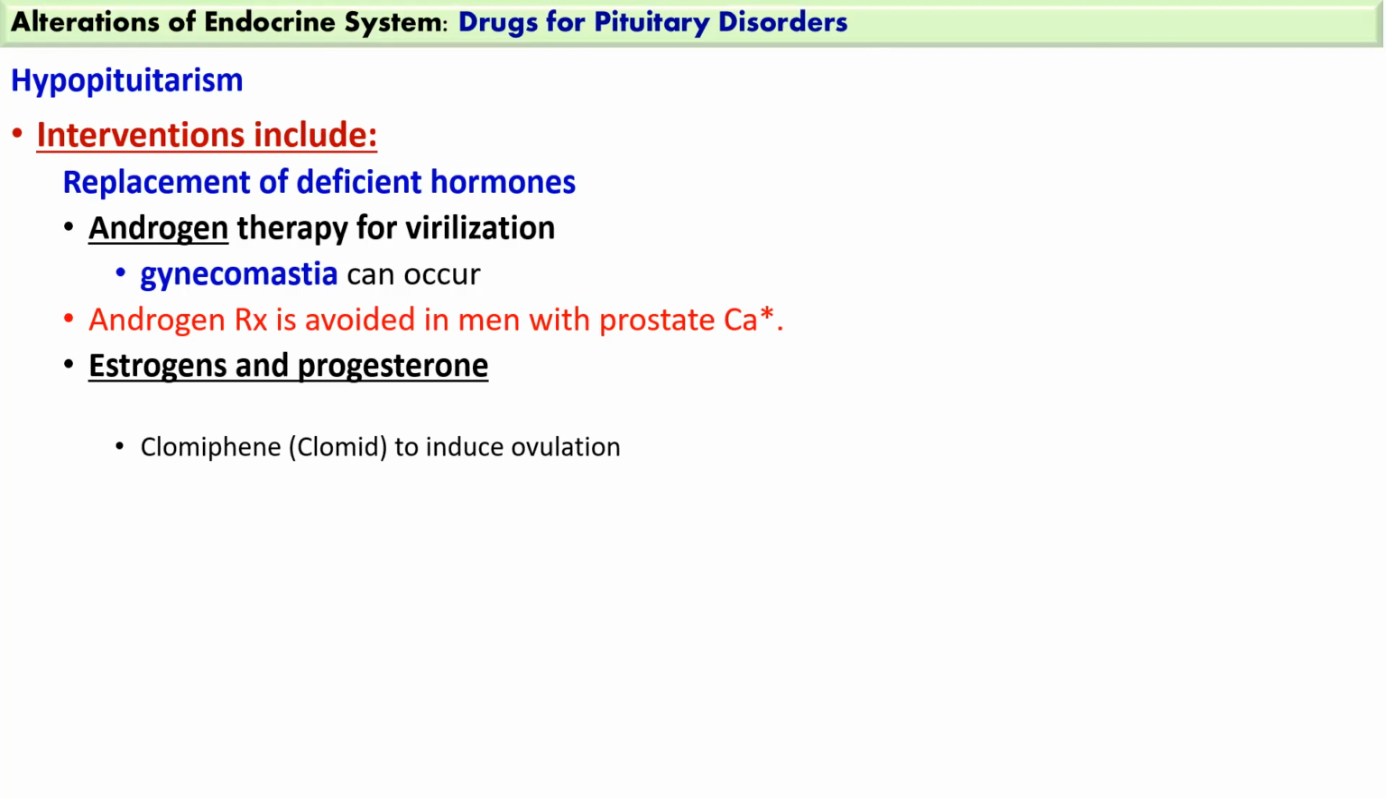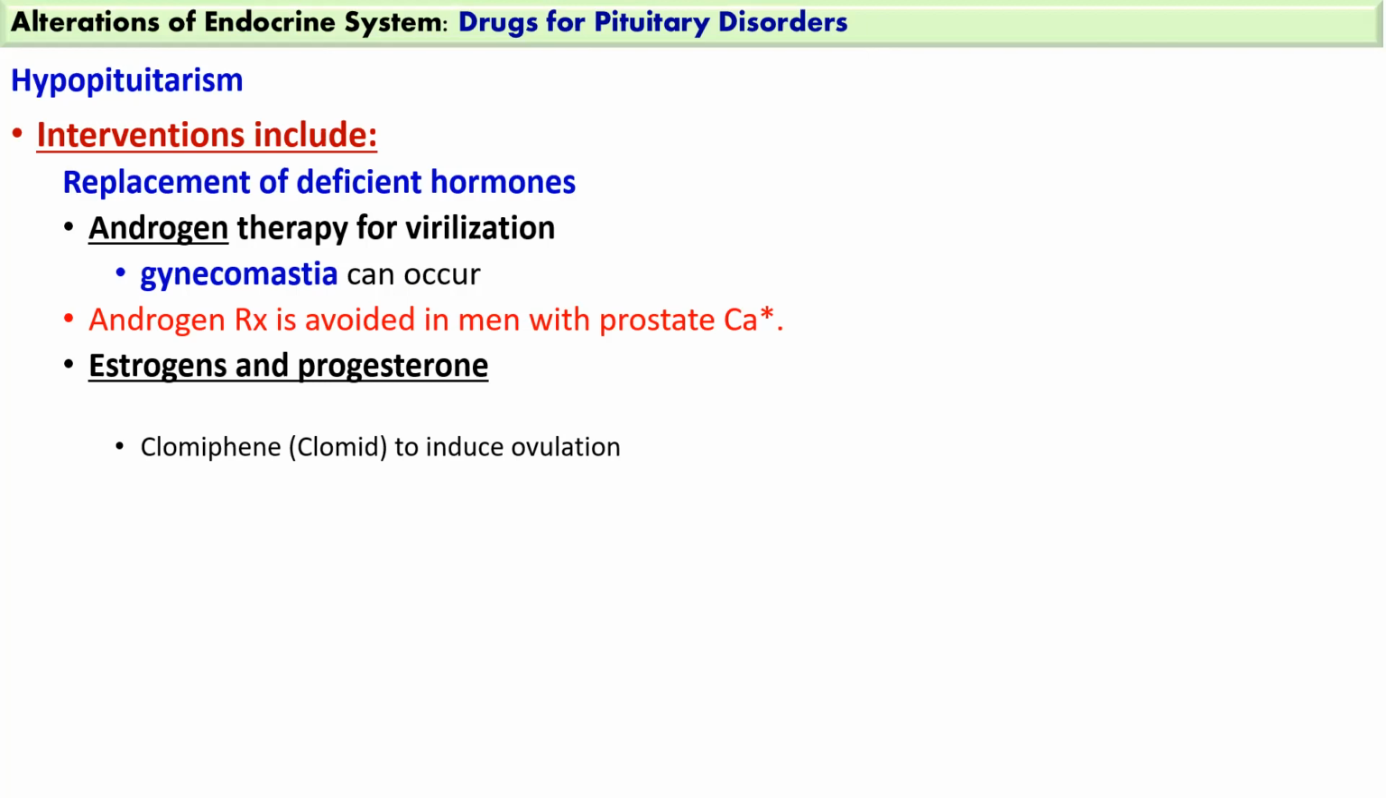In terms of interventions, that will be covered more in depth in the Patho and Med-Surg Adult Health 3 course. The intervention here in the pituitary gland depends on which hormone is affected. So we have to do a replacement of the deficient hormones. If that's an androgen, then we have androgen therapy for virilization, which is the presence of the male secondary sex characteristics. That may lead to gynecomastia as a side effect of the androgens.